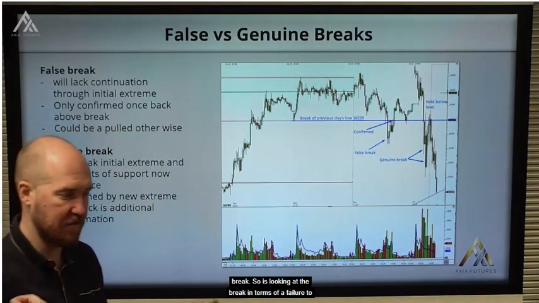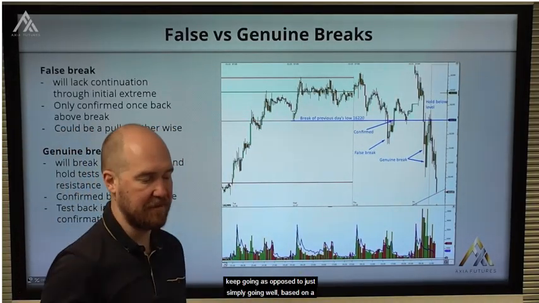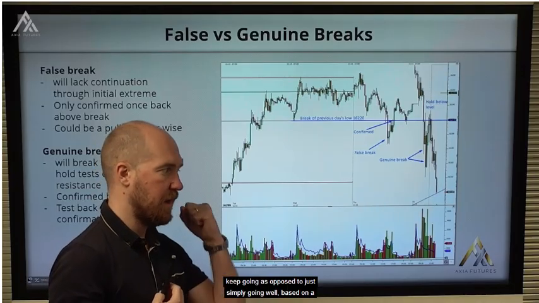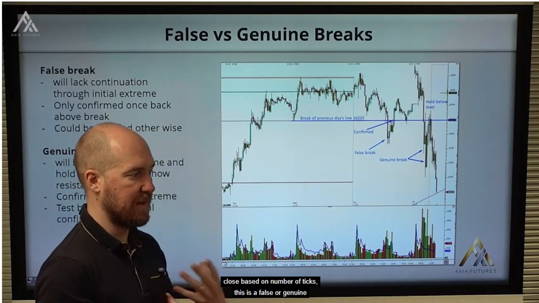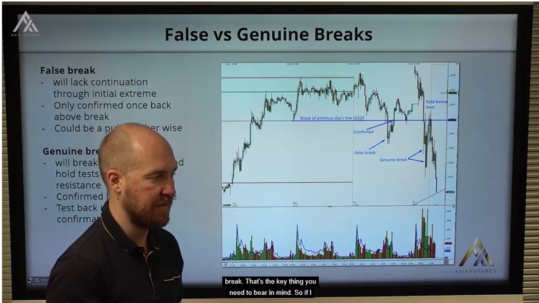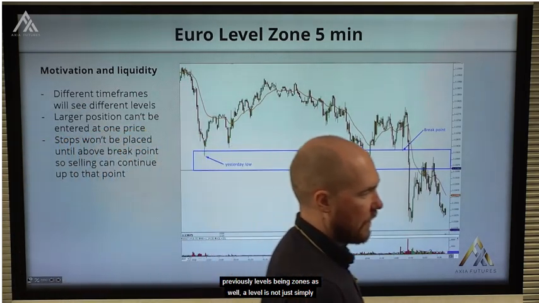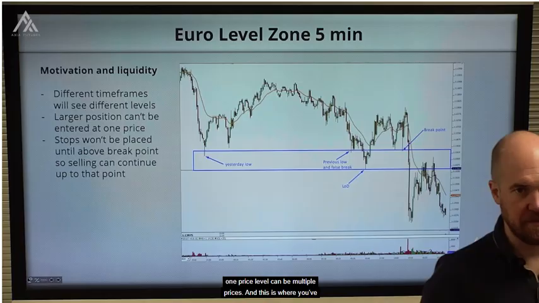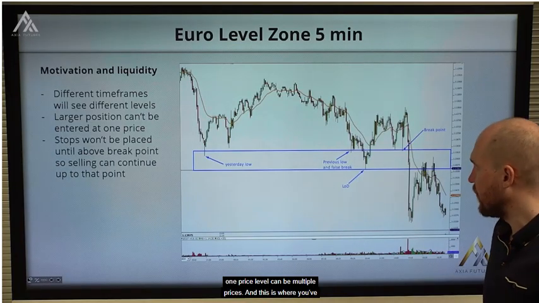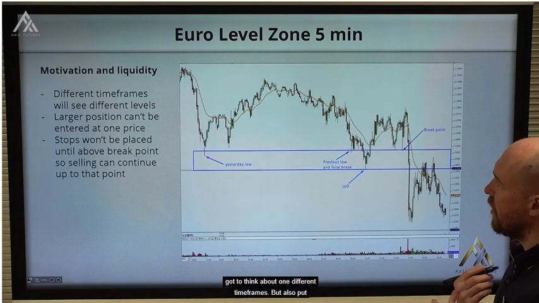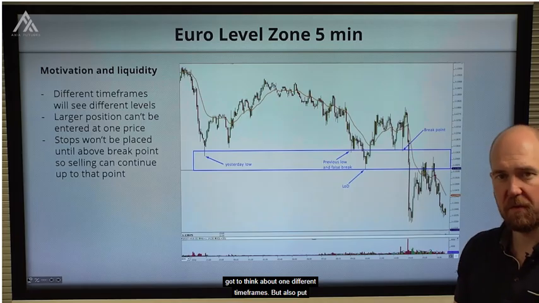So it's looking at the break in terms of a failure to keep going, as opposed to just simply going, well, based on a close, based on number of ticks, this is a false or genuine break. That's the key thing that you need to bear in mind. Talked about previously, levels being zones as well. A level is not just simply one price. A level can be multiple prices. And this is where you've got to think about, one, different time frames, but also put yourself in this position.